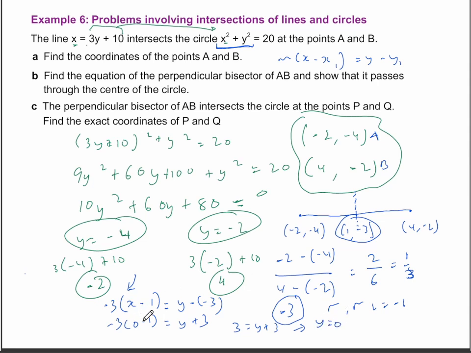That means whenever x is 0, y is 0. And therefore 0, 0 is on this line right here. That means this passes through the origin, yes. And so that gives us correct.